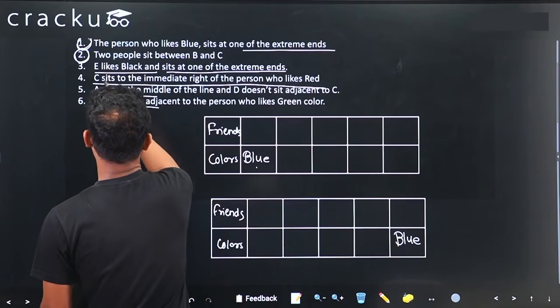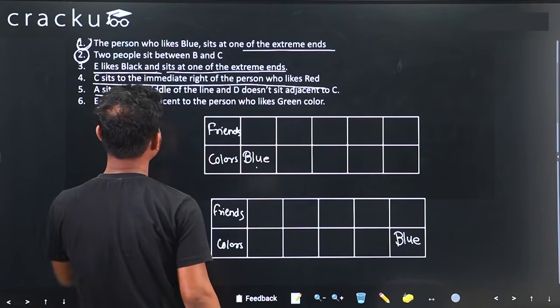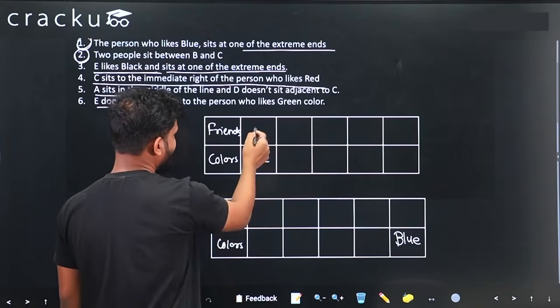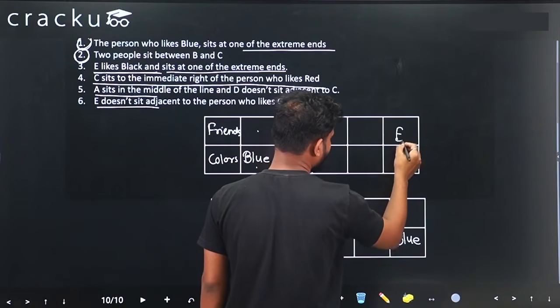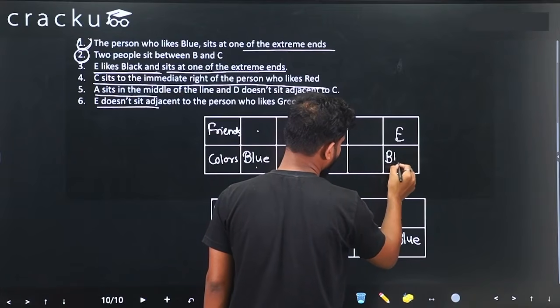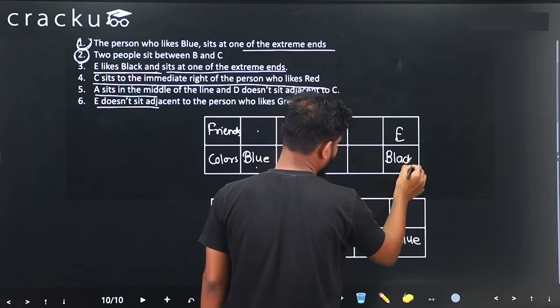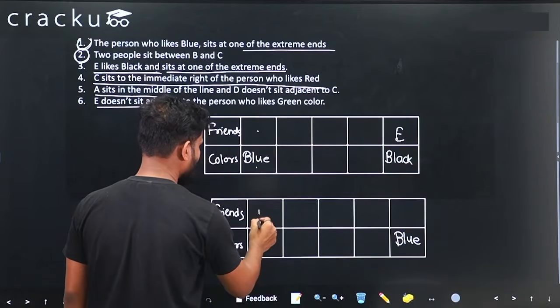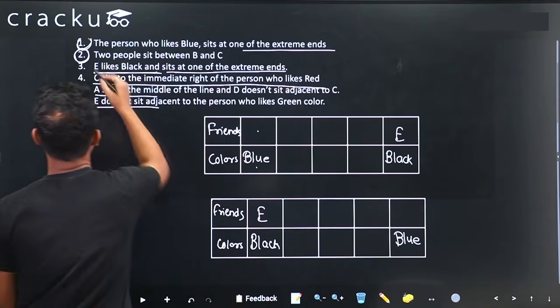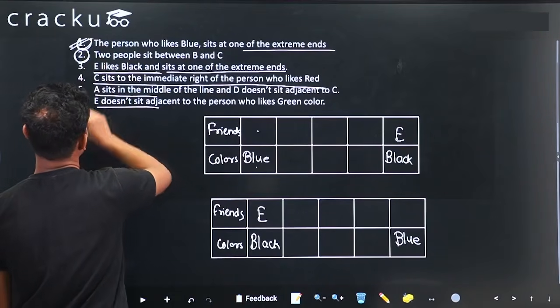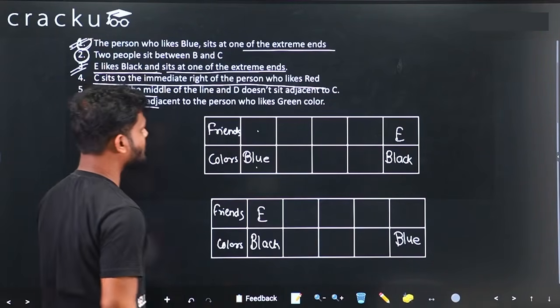Now, E likes black color and sits at one of the extreme ends. Can E sit here? No. E should sit here because he likes black color. And in this case, E should sit here because he likes black color. Now, we have utilized the first clue, we have utilized the third clue.